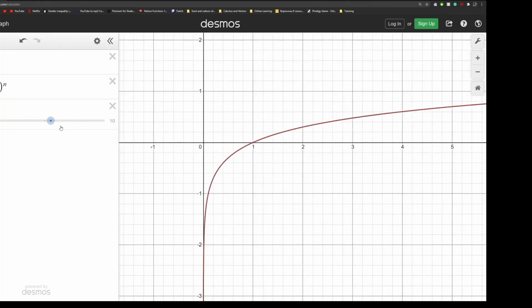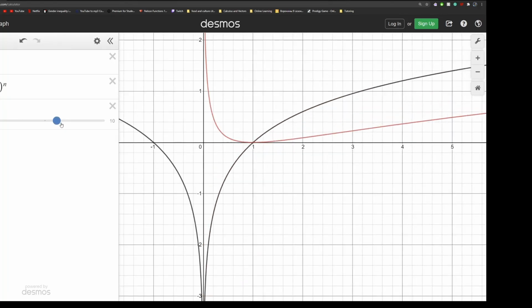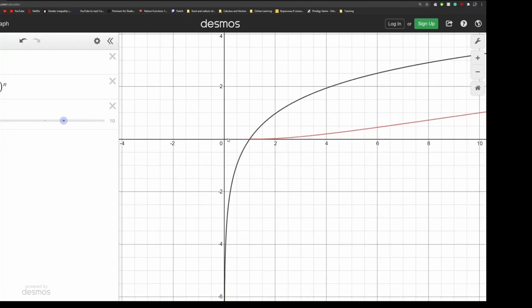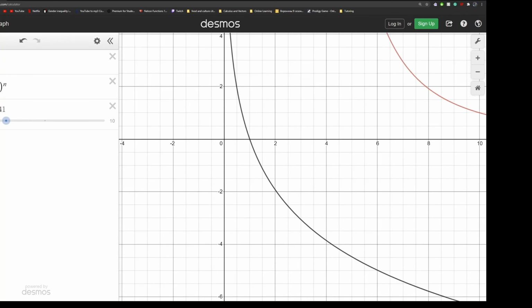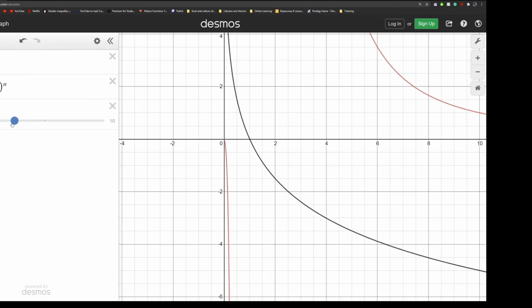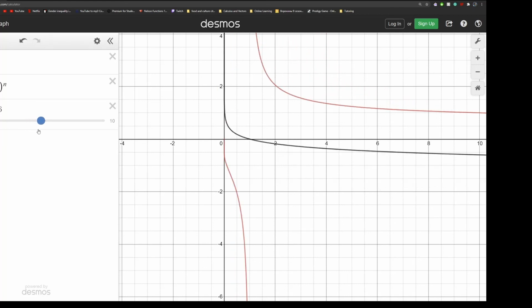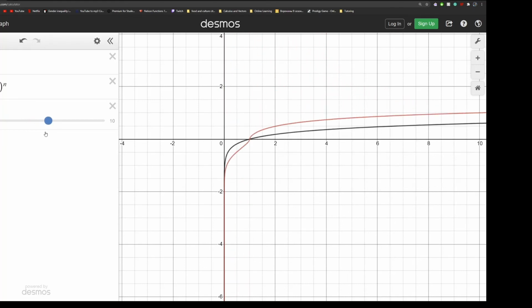Let's see if it is true. As it goes out, this might be a seizure warning. Let's try to slow it down. As you can see, they do not equal for all the values. The only time it does equal is when n is equal to 1.